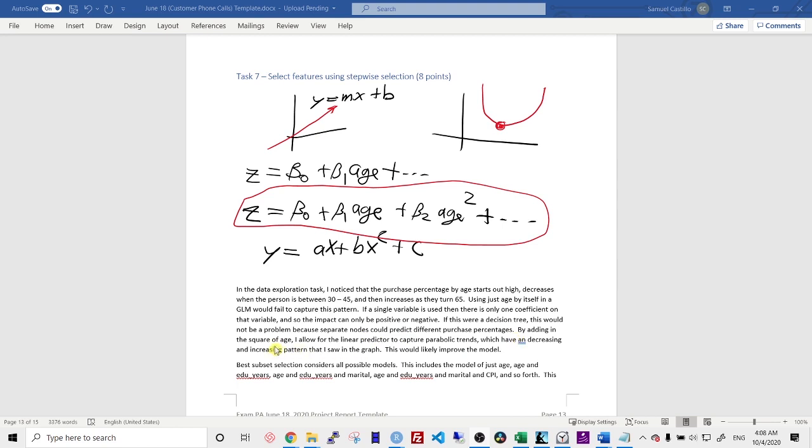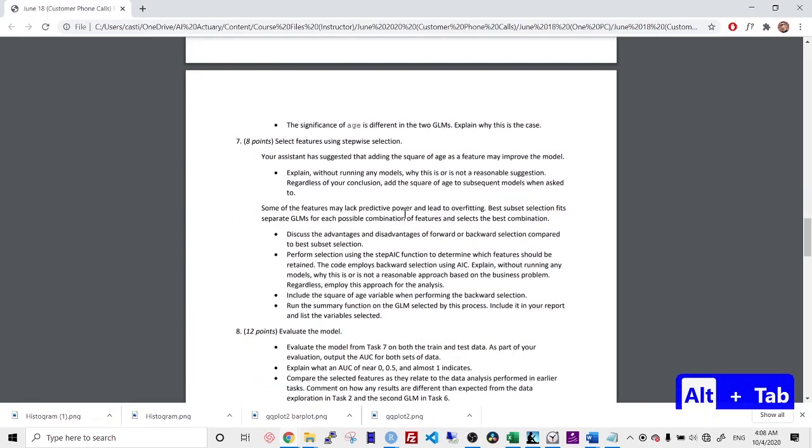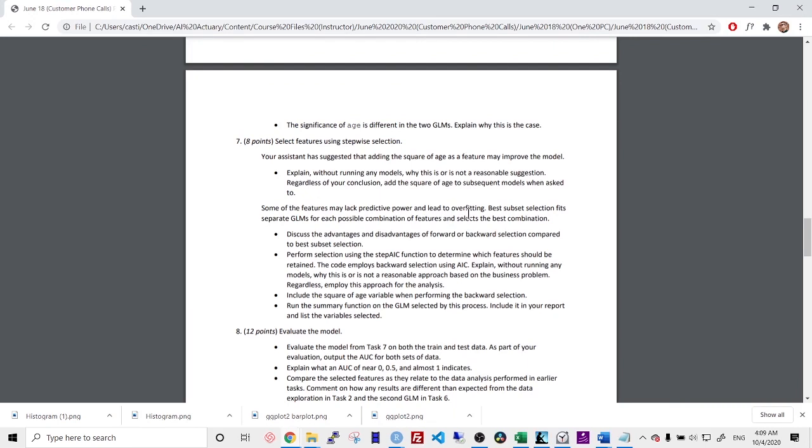By adding in the square of age, I allow the linear predictor to capture parabolic trends, which have a decreasing and increasing pattern that I saw in the graph. This would likely improve the model. Some of the features may lack predictive power and lead to overfitting. Best subset selection fits separate GLMs for each possible combination of features and selects the best combination.